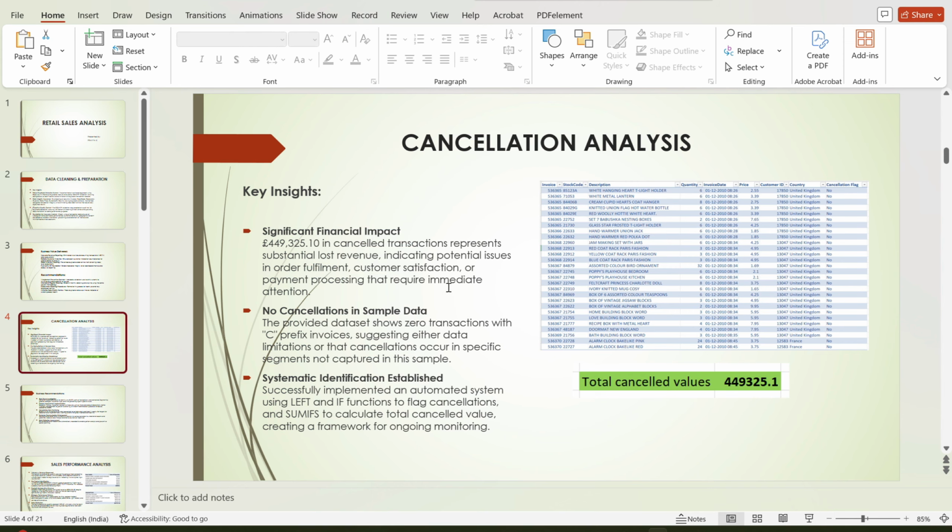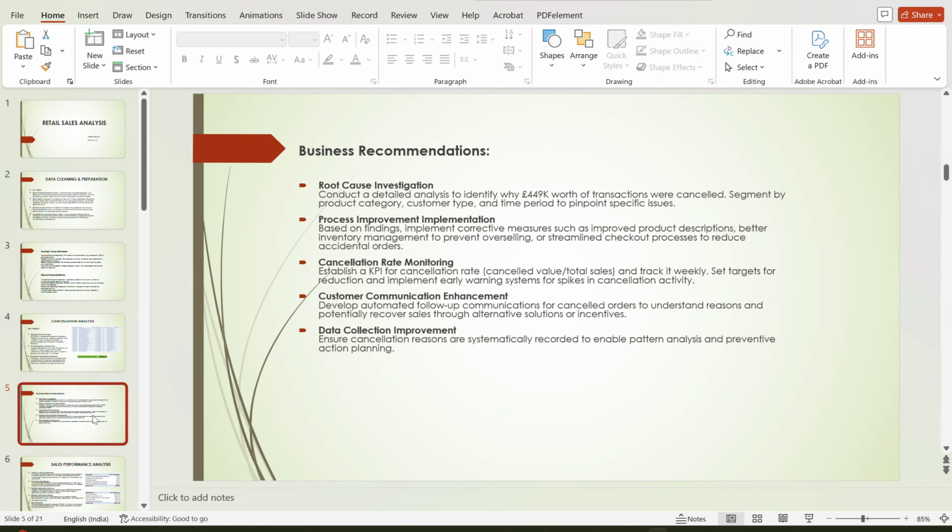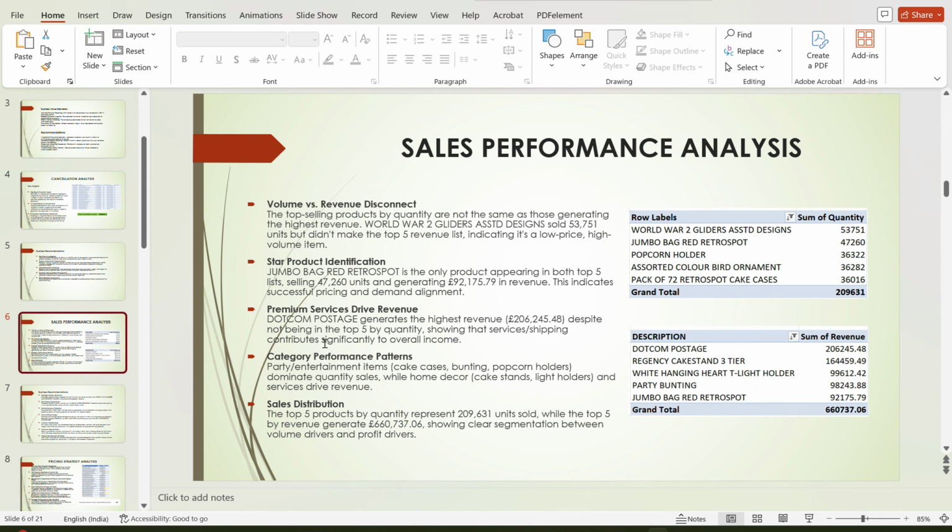We get the key insight from the cancellation analysis that the 4,49,000 euro in cancelled transactions represents substantial lost revenue, indicating potential issues in order fulfillment, customer satisfaction or payment processing that require immediate attention. And we get business recommendations like root cause investigation, process improvement implementation, cancellation rate monitoring, customer communication enhancement, and data collection improvement. And moving to task 3, that is sales performance analysis.